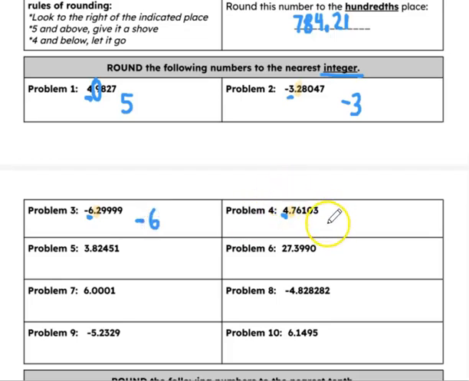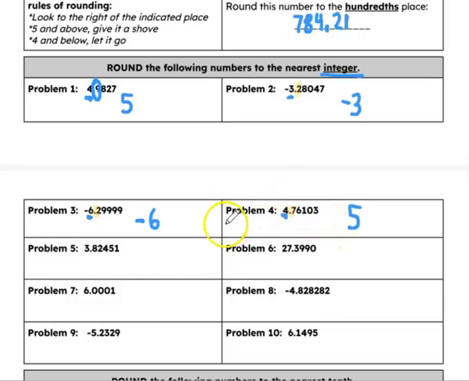You can take a moment, try this one on your own for a second. What do you think? If you said the answer was 5, you are correct. The 4 becomes a 5 because the number to the right is a 7, which is 5 and above, give it a shove.